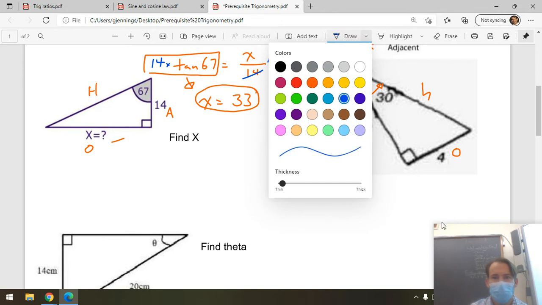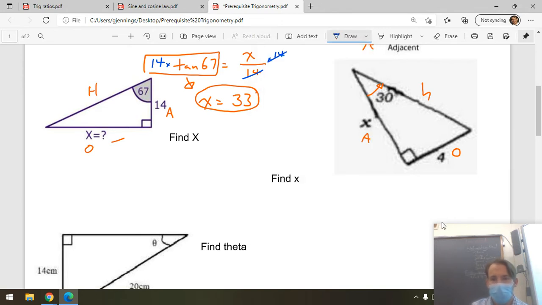So now I can set up an equation for this one. Let's use another color. I like blue. Here I would say that tan, again, I have adjacent and opposite being related, so I'm still going to be using tangent. And I would say tan 30 degrees is equal to my known side 4 over my unknown x.